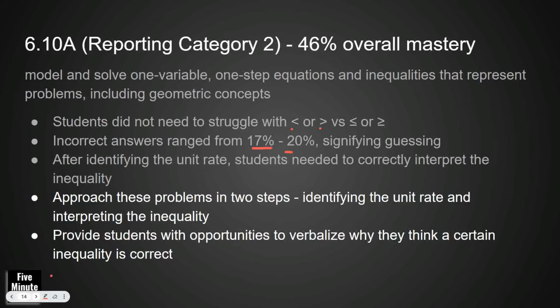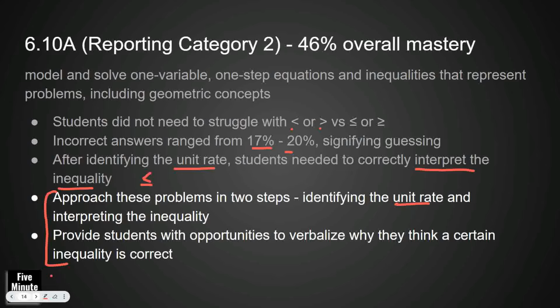17 to 20% were our three incorrect answers, which means there was quite a bit of guessing, right? And so we had to first identify the unit rate and then interpret the inequality as that less than or equal to. And so that's how we need to have our students approach this, okay? Two steps. First, let's identify the unit rate and where that variable goes. And most of the time it's going to be with the number of items we're buying.